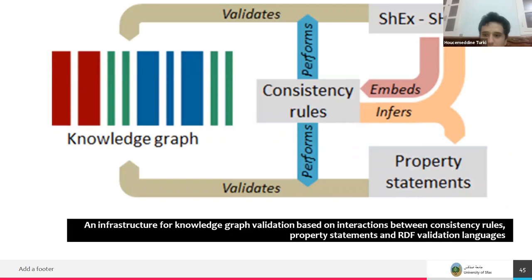Okay, so what we propose from our outcomes is that we have to build an infrastructure for knowledge graph validation, where we can use the consistency rules, the property statements and the data model represented in SHACL or other RDF validation languages, for example, ShEx, etc.